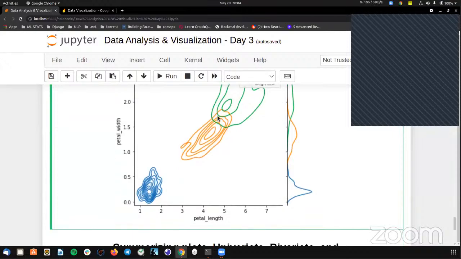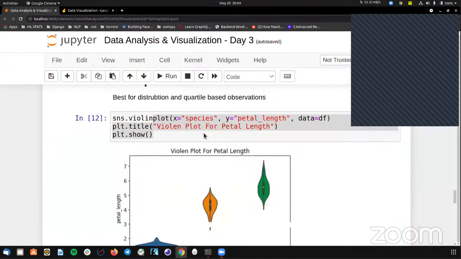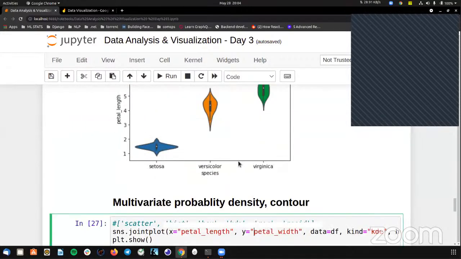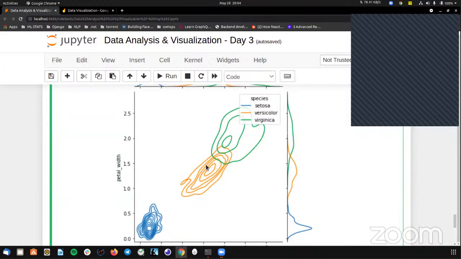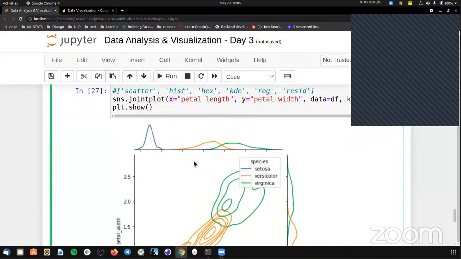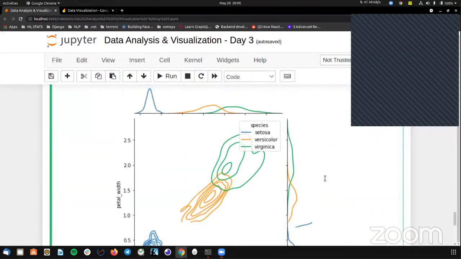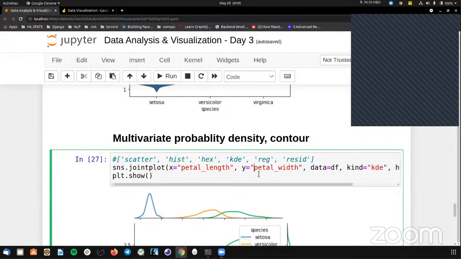Now how many of you can see it? Do you remember, we came up with a conclusion of only 25% error rate, and you can see it here as well. Not entirely, but there is a small chunk of the data from versicolor and virginica which is overlapping with each other, right? So that is how you read a contour, all right? And these are nothing but your PDFs that we saw yesterday. So this was your multivariate probability density and contour.